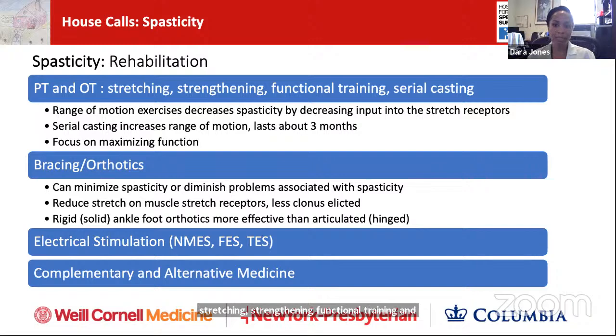Serial casting consists of applying a series of stretching casts over generally 4 to 6 weeks at a time. For example, with the ankle, which is the most common joint that we cast, the ankle is gradually placed into more and more dorsiflexion until ultimately we're able to improve that range of motion and reduce the equinus positioning of the foot. Bracing and orthotics, like an ankle foot orthosis, can also be helpful with relieving spasticity. Next slide.